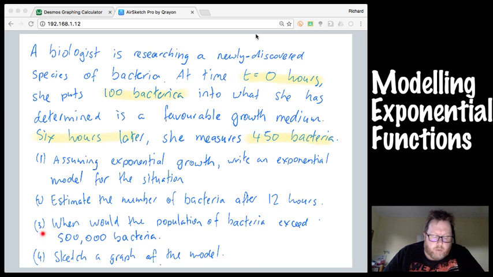The order of questions here is pretty standard for this kind of problem. Number 1, model the problem. Number 2, see if you can work out what the population would be after a certain number of hours, or whatever the independent variable is telling you to do. Number 3, what would the time be given a population? And number 4, maybe a sketch.